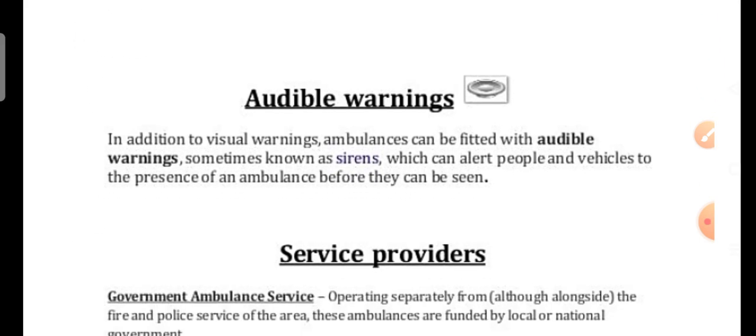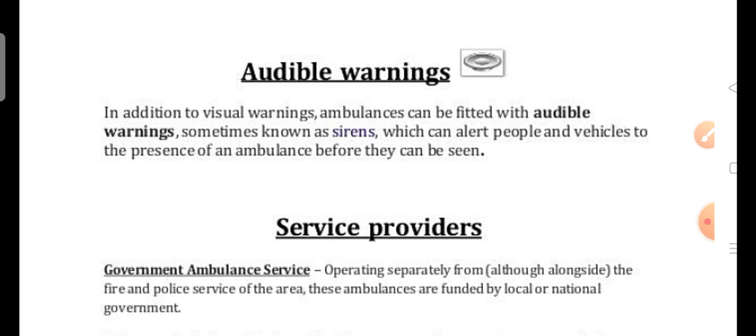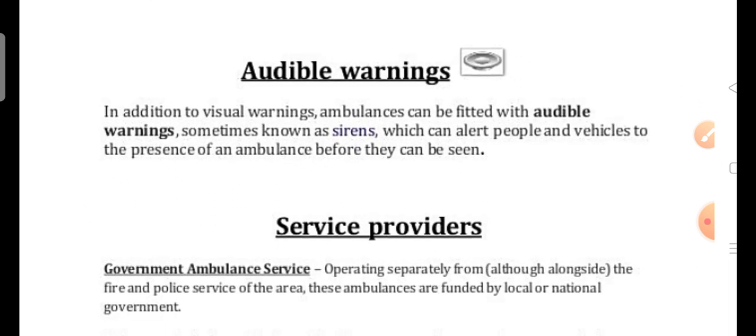Next, audible warnings. Ambulances can be fitted with audible warnings, sometimes known as sirens, which can alert people and vehicles to the presence of the ambulance before they can be seen. Okay, this is all the audio. So here we can observe, but this we can hear. It can be audible.